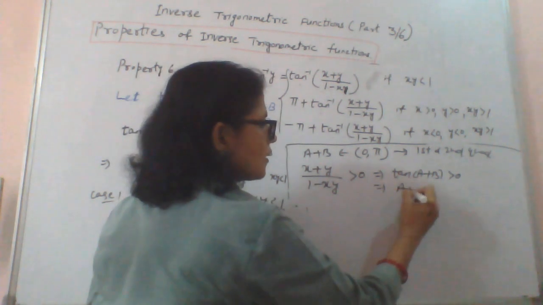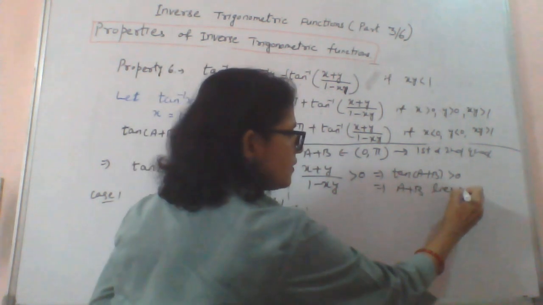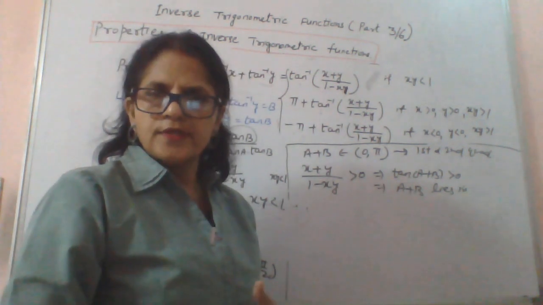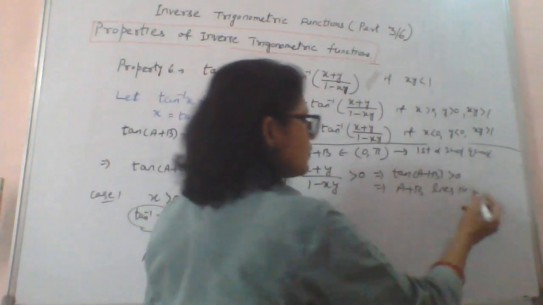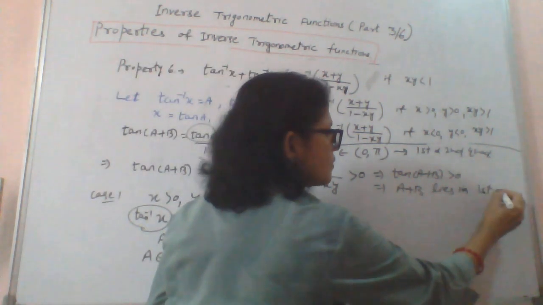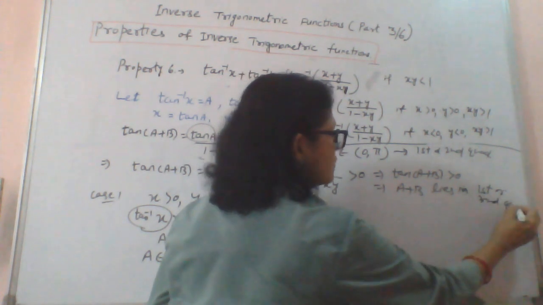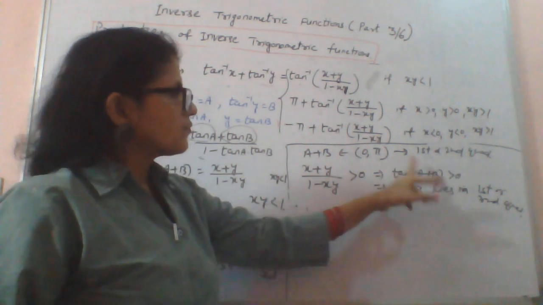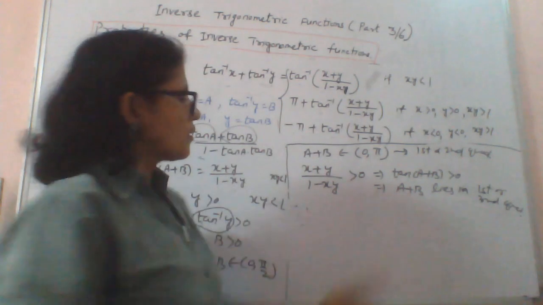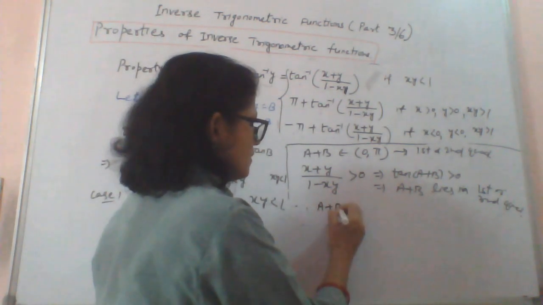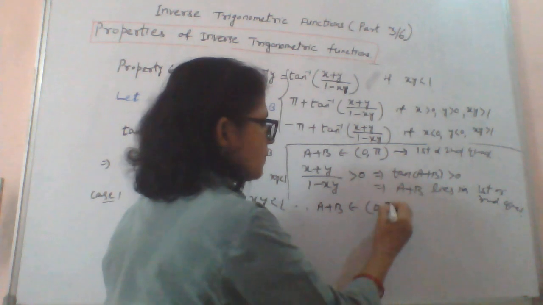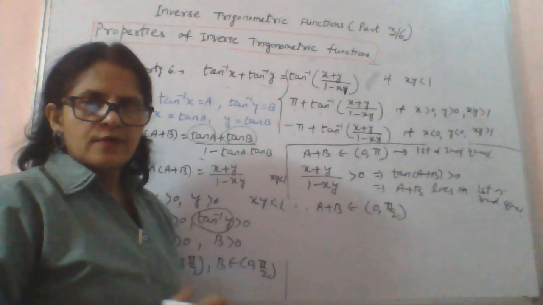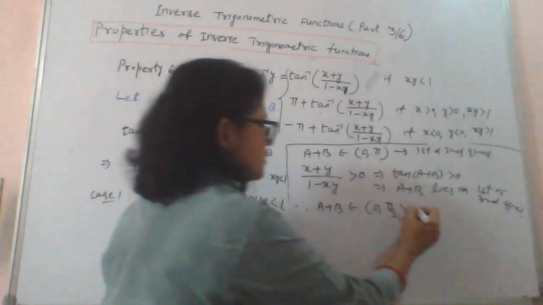It means a plus b lies in which quadrant? If tan(a plus b) is greater than 0, it lies either in the first quadrant or the third quadrant. So the third quadrant cannot come, since the range is 0 to pi, right? So we have to take the first quadrant, whatever is common to both. So a plus b belongs to (0, pi by 2). So it is within the prescribed domain. Okay, so this is part 1.